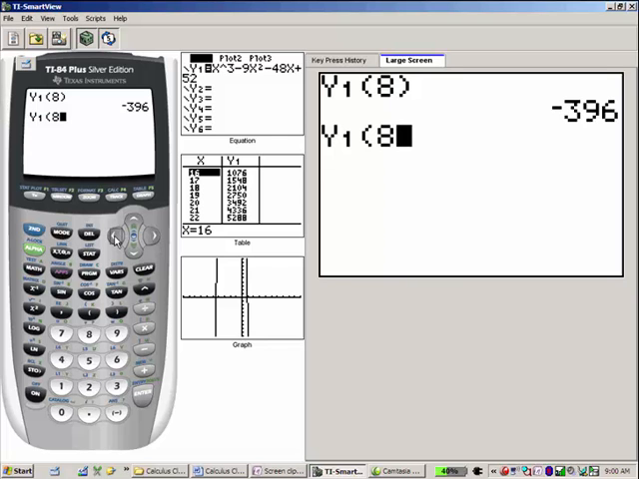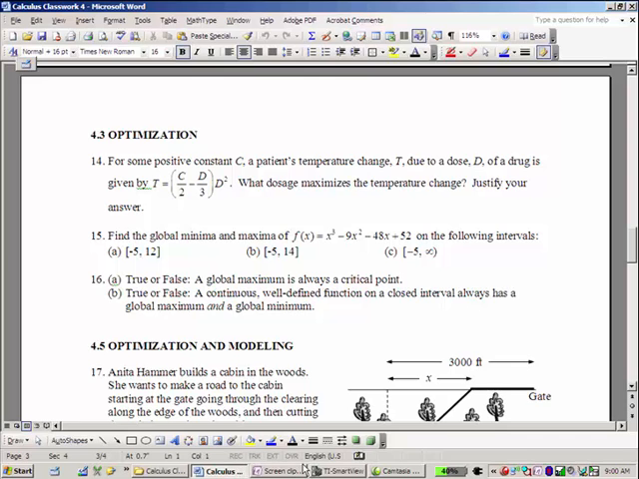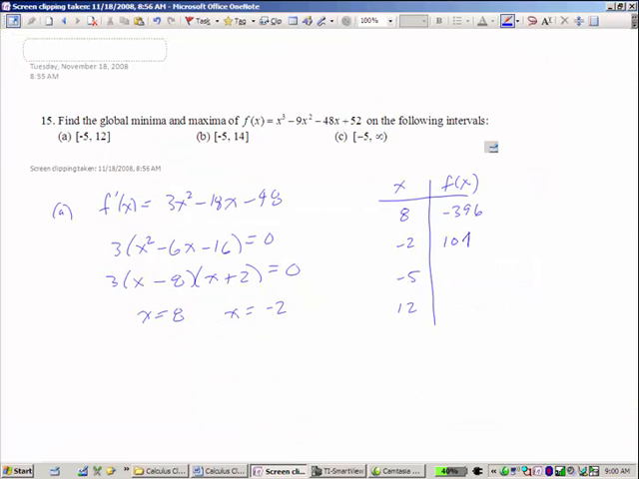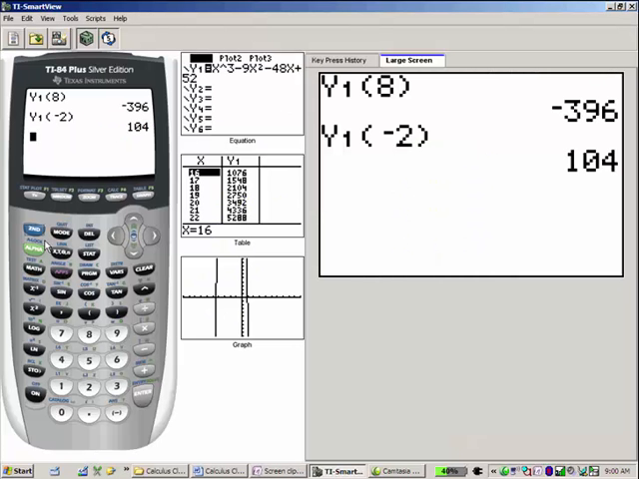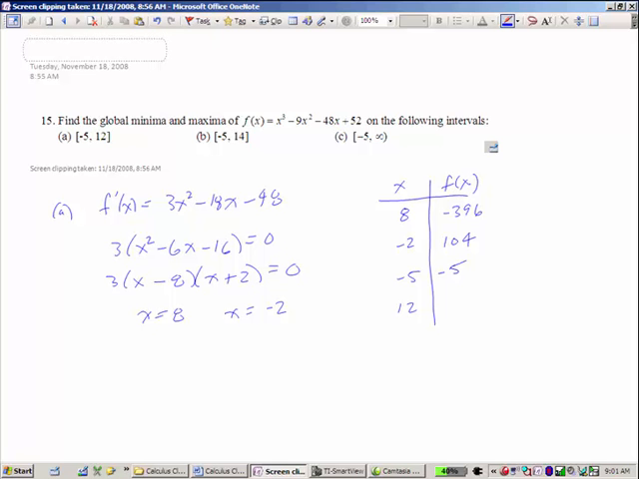All right, -2: 104. Maybe a front runner for maximum. All right. -5, which is an endpoint. Okay, we wouldn't have any reason to consider -5 other than the fact that it's the end point of this interval. -58. So -5 did not win.